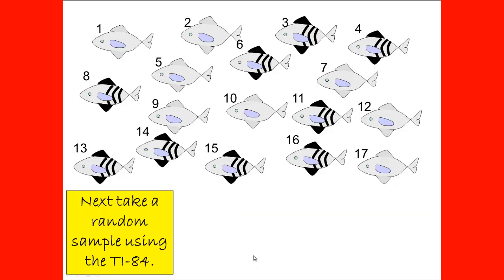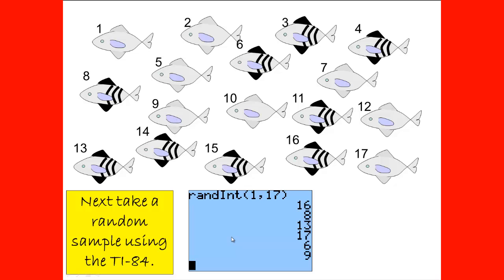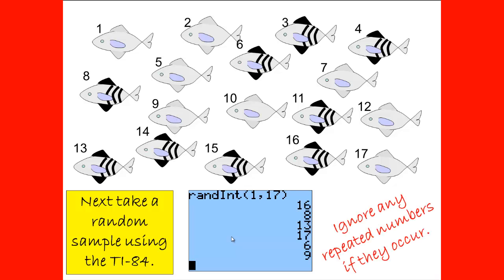Next, take a random sample using the TI-84 or TI-83. Remember that if you did this on your calculator, you will not get the same fish that Mrs. Borlaug got on her screen. We will use random integer, and since our fish are numbered 1 to 17, we will go 1, 17, and then press enter. We will press enter until we get 6 distinct numbered fish. We will ignore any repeats if they occur.